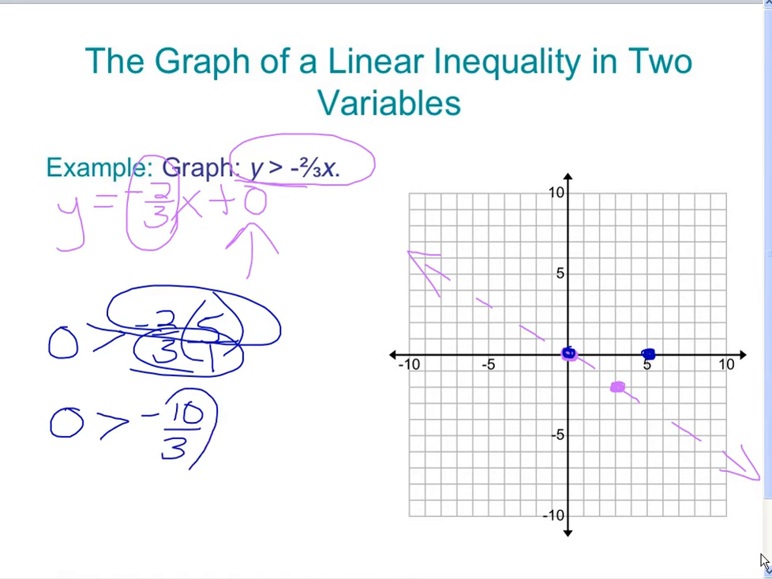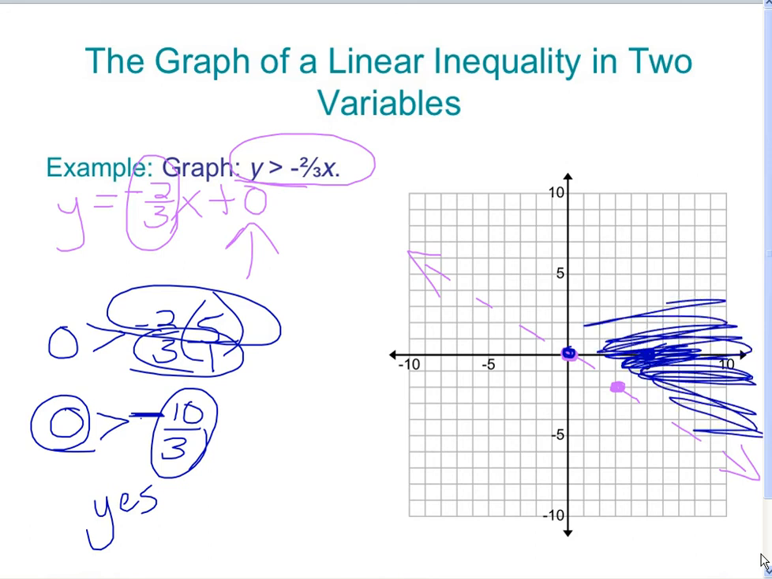Now, it doesn't really matter what that number is, as long as it's negative. Is 0 bigger than a negative number? Yes, it is. Since that was a true statement, this is yes. Our shading has to go over top of that point that we just plotted, the test point. So we're going to shade over here.